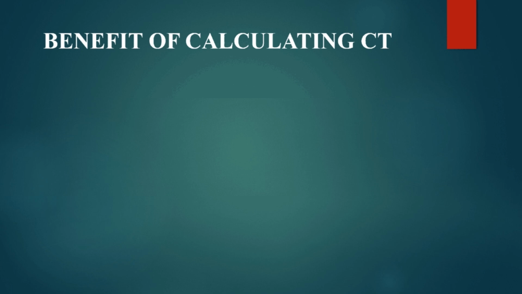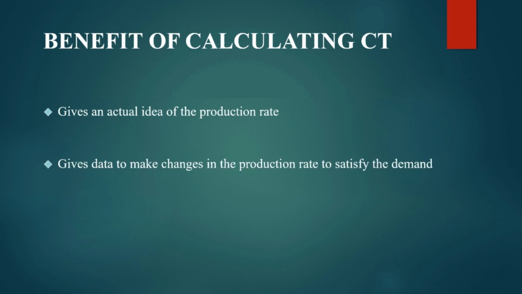Now let's see the benefits of calculating the cycle time. It gives an actual idea of the production rate, gives the data to make changes in the production rate to satisfy the demand, and decides the actual time of delivery. Based on your cycle time, you can then fix the number of resources, either machines or manpower, required to meet the customer demand. By this, even logistic planning can be optimized. We will see the details of these benefits later in the session, as cycle time setting is very important for any organization.